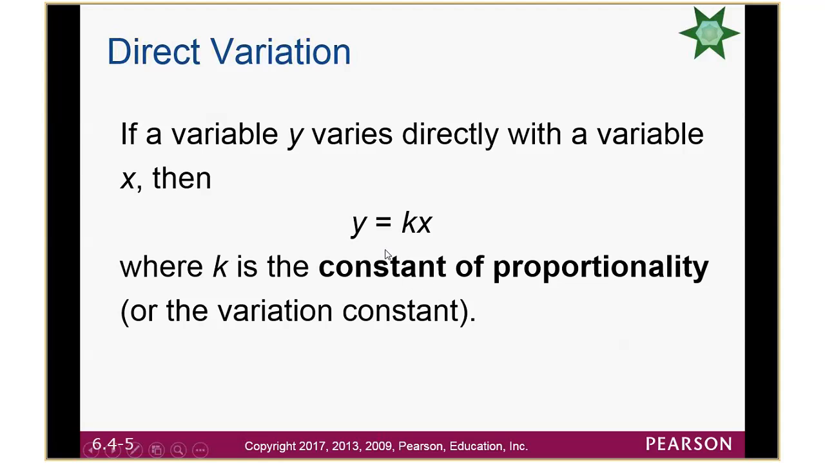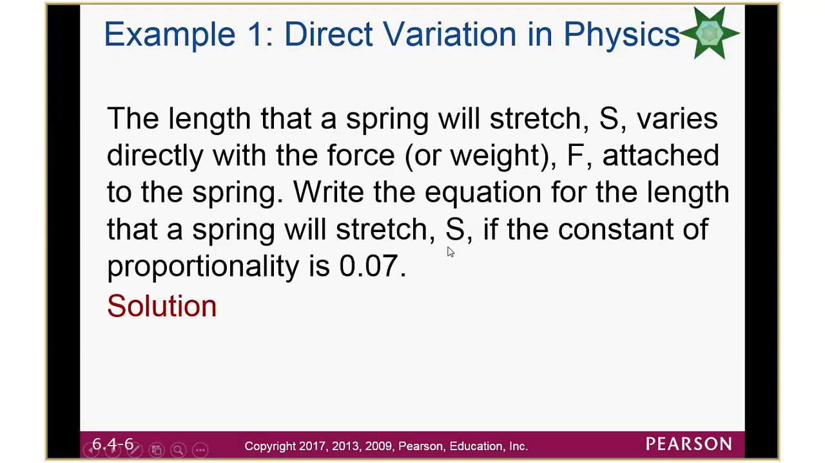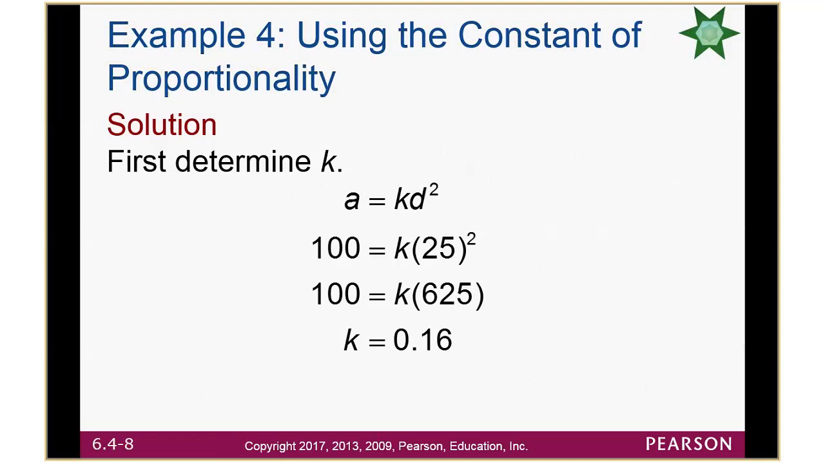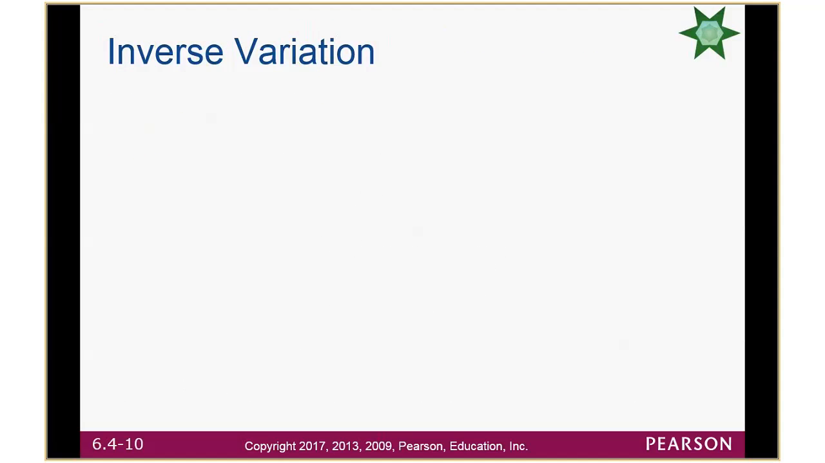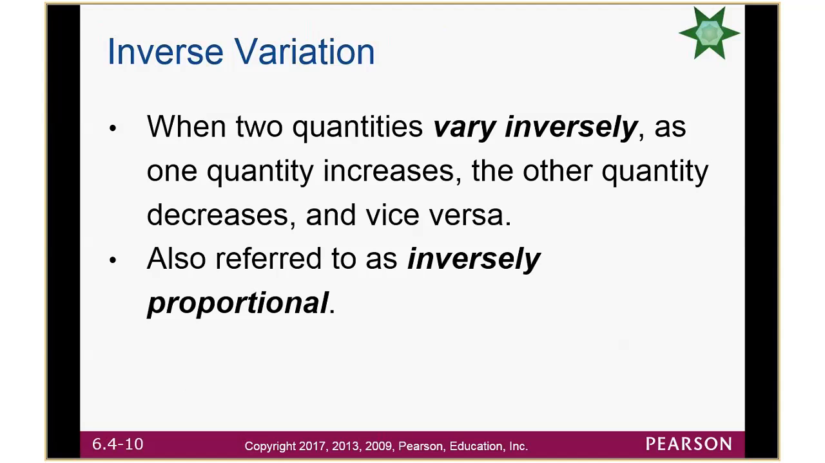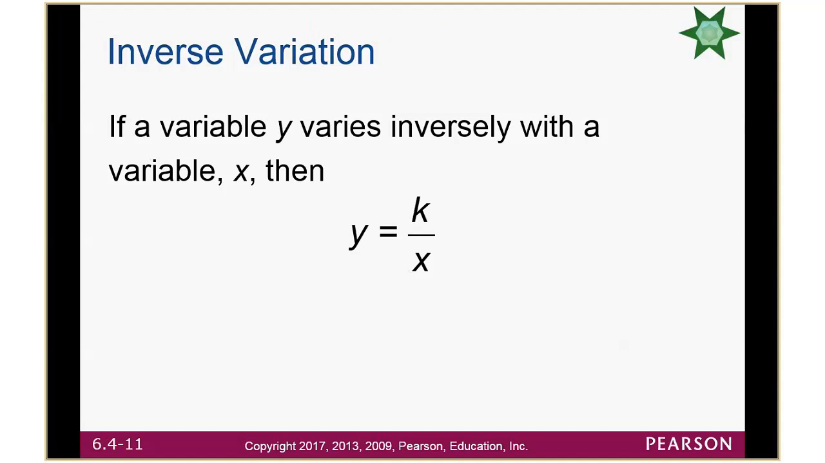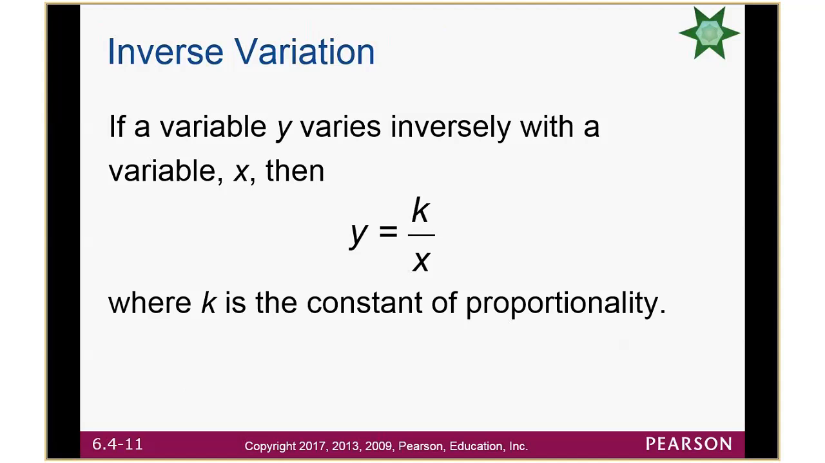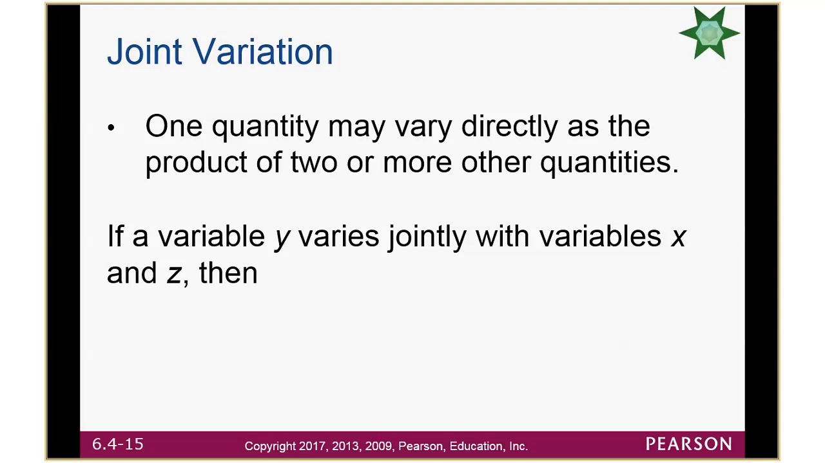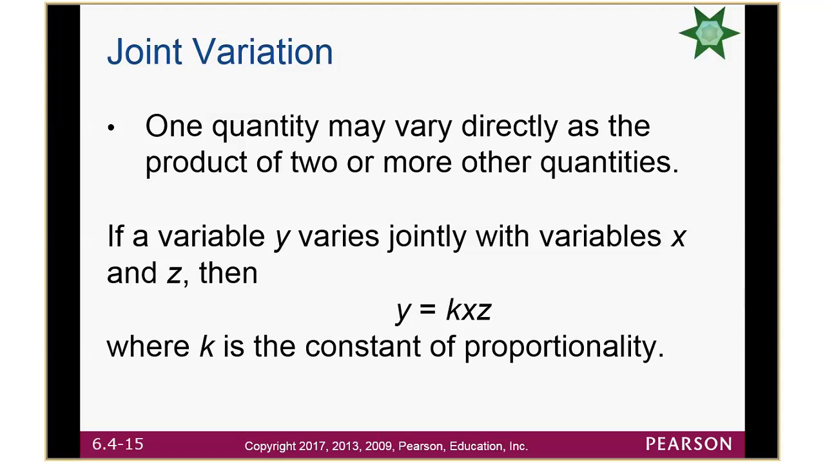Now, what if you have inverse variation? I'm not going to do that yet. Inverse variation is that. And then joint variation is that. So the three main variations that we're going to talk about are direct, inverse, and joint variation.